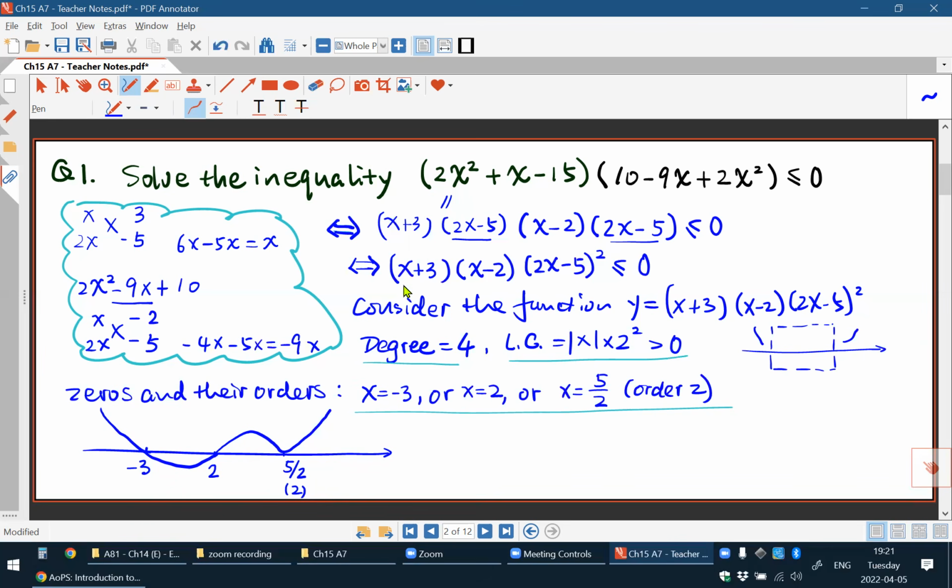Then our task is to find any interval that makes this function less than or equal to 0. Okay, less than or equal to, that means below or on the x-axis, right? So this point to this point will do, and also this point will do, right?